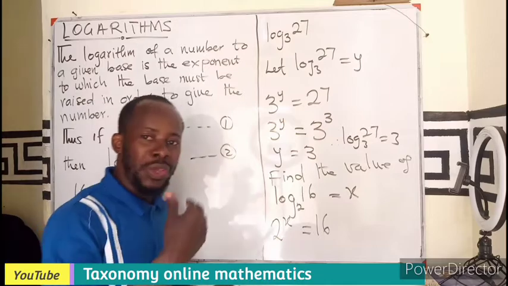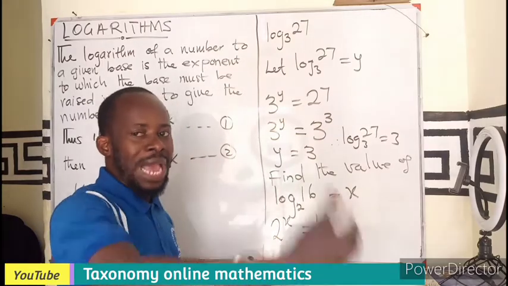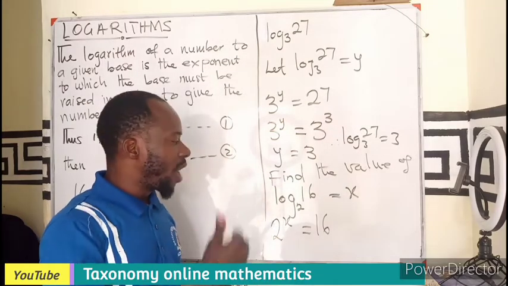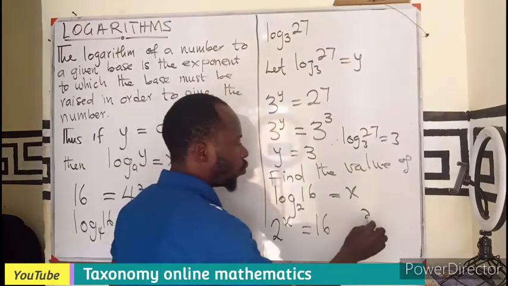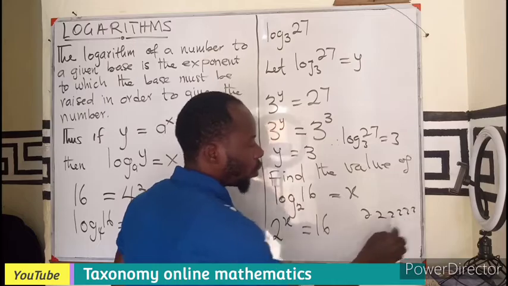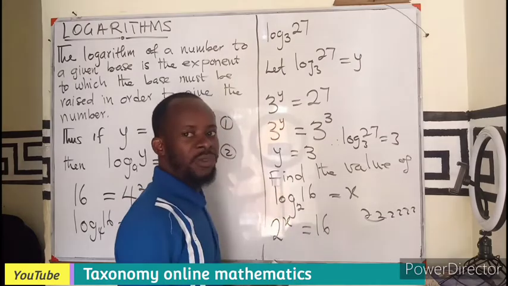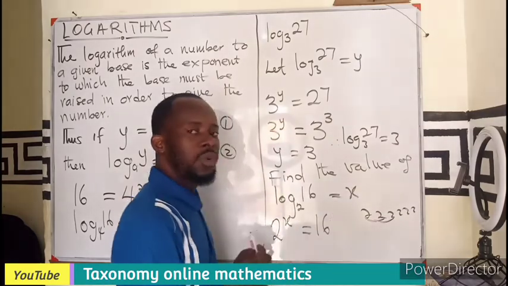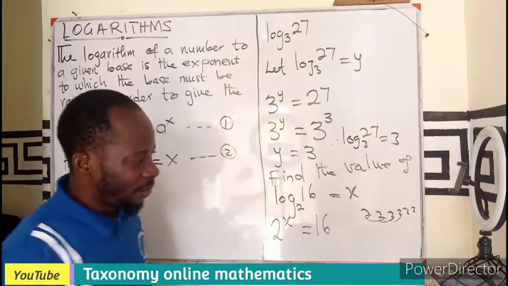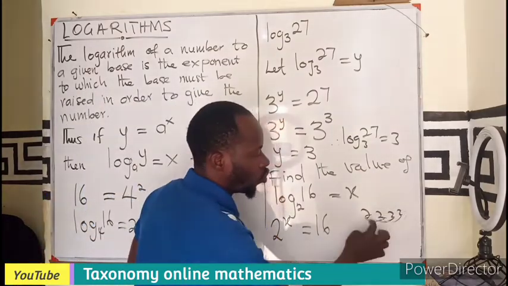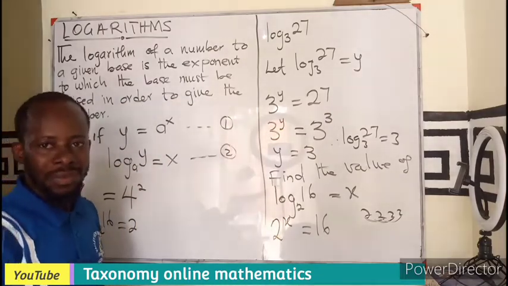The base will be 2 anyway. And that will mean if you are multiplying 2, how many times will you multiply in order to arrive at 16? So if I have 2 times 2, that will give us 4. 4 to 8. 8 to 16. Meaning we are having 2 multiply itself 4 times.